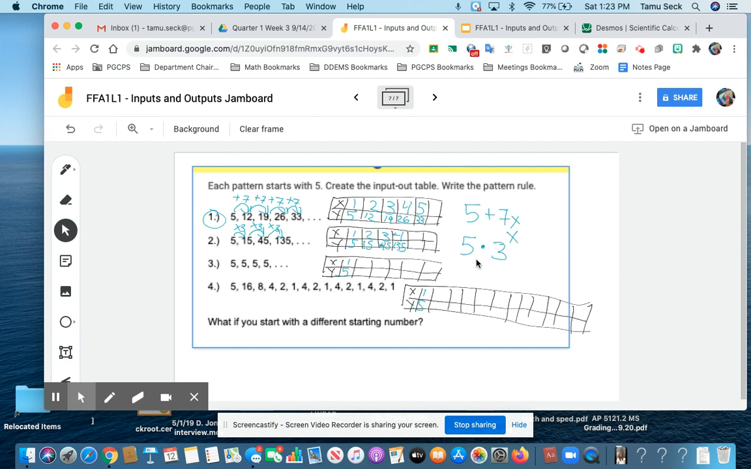For the third one, we have the first, second, third, and fourth term. They're all 5. So what is the rule? The rule is no matter what the value of x is, the answer is always going to be 5. And let's put in the terms in the table for number 4.